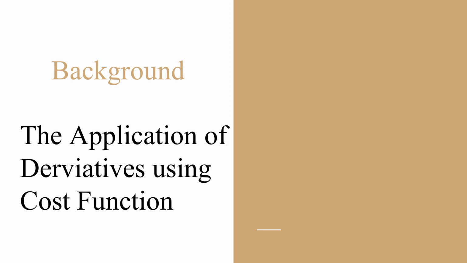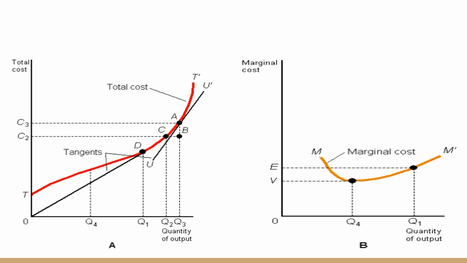So we are talking about the application of derivatives using cost function. Say, for example, let's have a look at graph A, and this is a common total cost curve. The tangent line at points A and D is the marginal cost, which is a special term economists use for the derivative of costs. Thus, cost added from producing an additional unit.